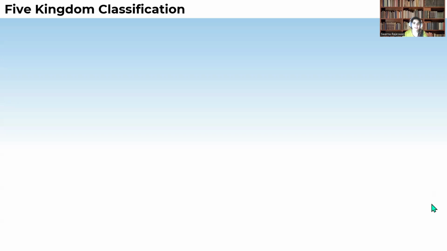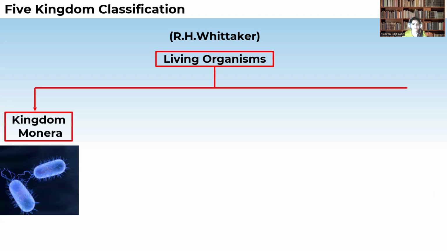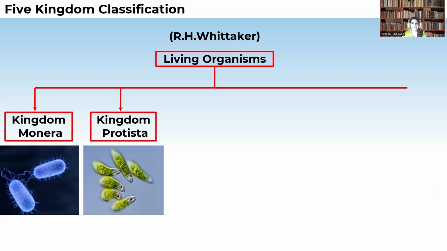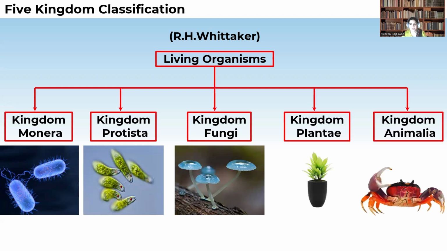So coming to the five kingdom classification, it was proposed by Whittaker. According to Whittaker, all the living organisms are classified into five kingdoms. Those are Monera, kingdom Protista, kingdom Fungi, kingdom Plantae, and kingdom Animalia.